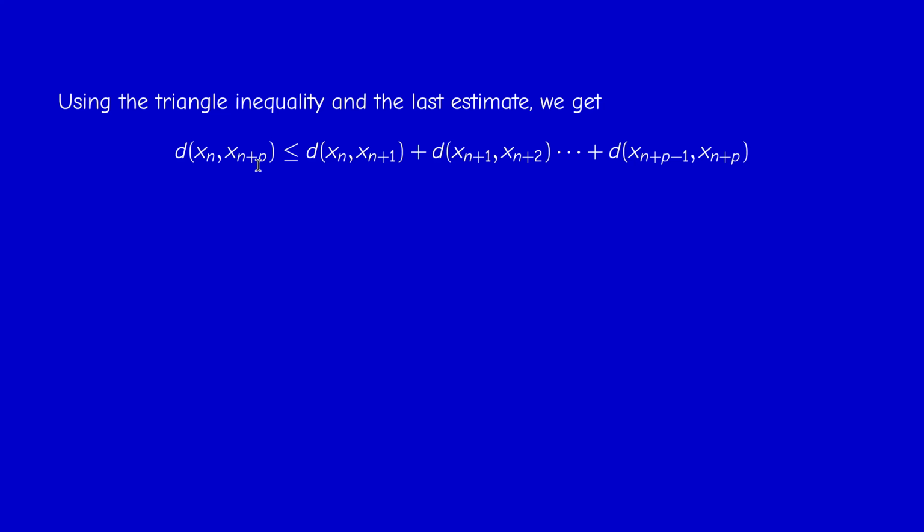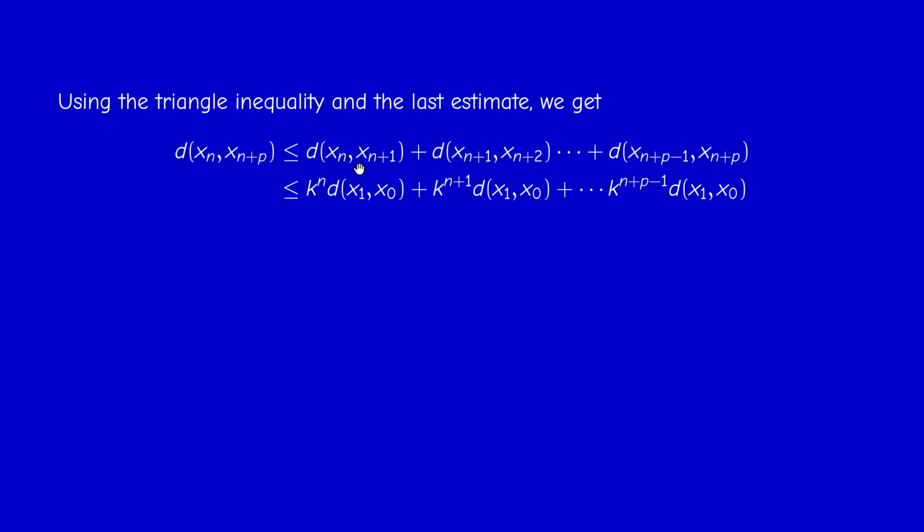because this is just a consequence of the triangle inequality. The distance between xn and xn plus p, by the triangle inequality, is less than the distance between xn and xn plus 1, plus the distance between xn plus 1 and xn plus 2, and so on, up to the distance between xn plus p minus 1 and xn plus p.